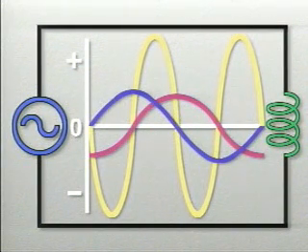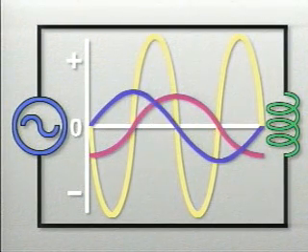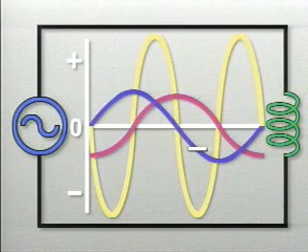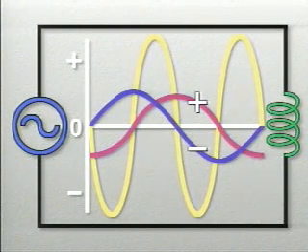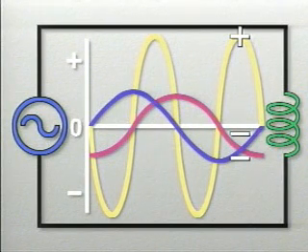During the second quarter of the cycle, voltage and current are both positive, so their product is positive. The same relationships can be seen during the second half of the cycle. In the third quarter, when voltage becomes negative, current is still positive, so power is negative again. Finally, during the last quarter of the cycle, both voltage and current are negative, so power is positive.